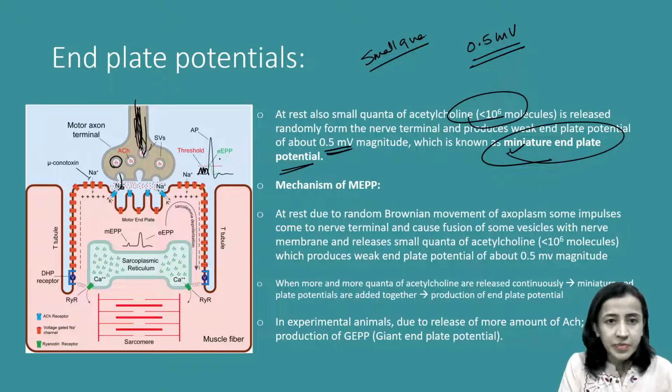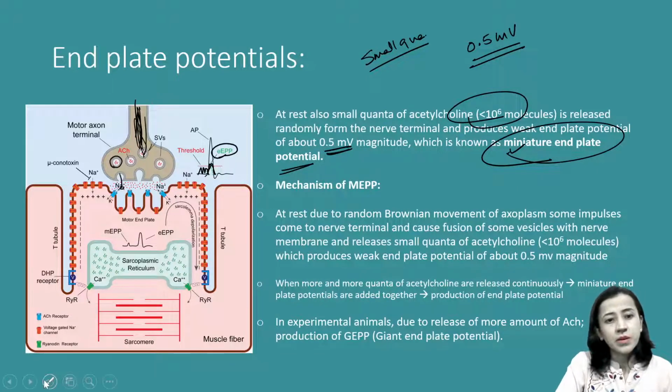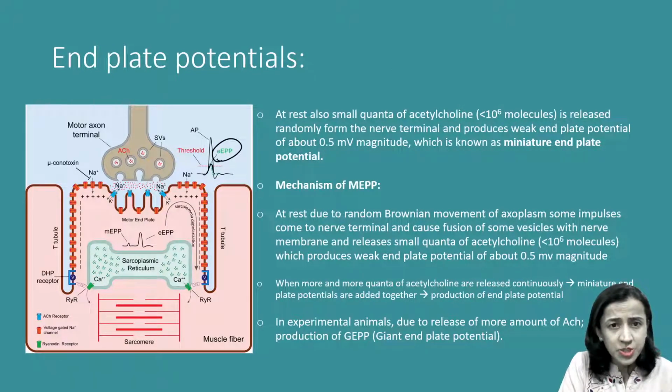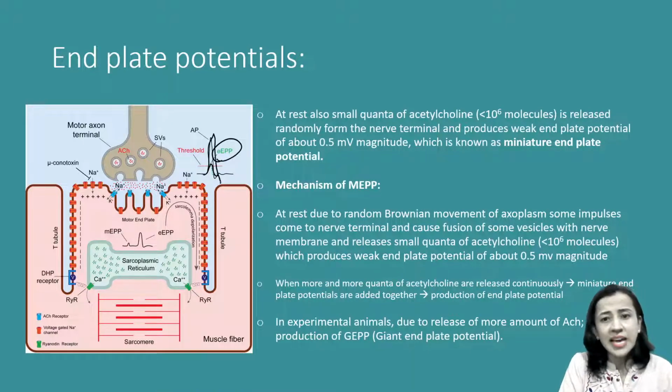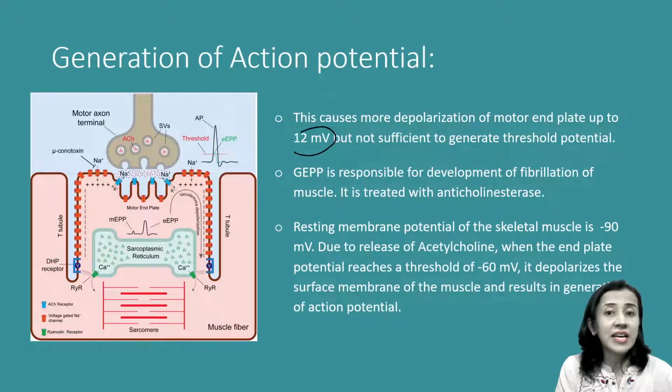You can see here, this is end plate potential, only this much. I'm erasing all the inks. Once it reaches threshold, that produces action potential. Fine. So, generation of action potential: when the depolarization is up to 12 millivolt but does not reach the threshold, then there is only end plate potential. But when it reaches the threshold, then that produces action potential.